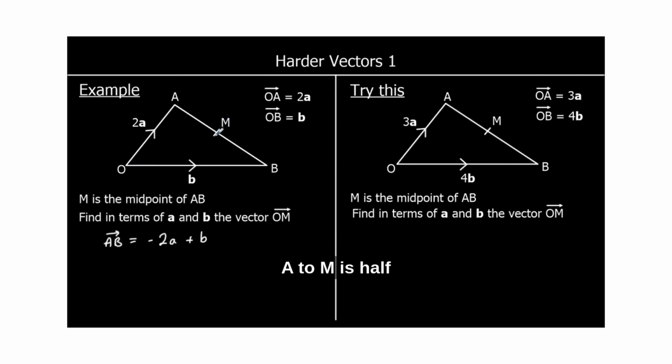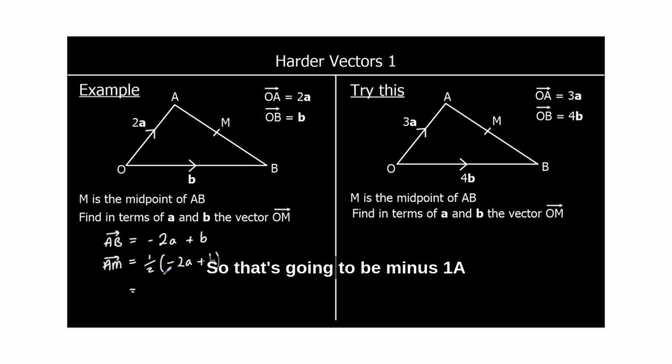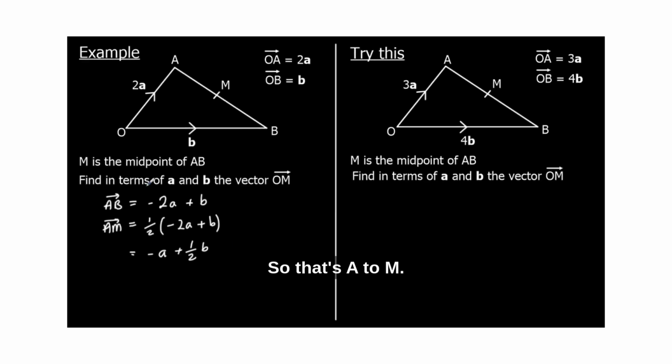A to M is half of A to B because it's the midpoint. So A to M is half of this vector, so half of minus 2a plus b. So that's going to be minus 1a plus half of b. So that's A to M.